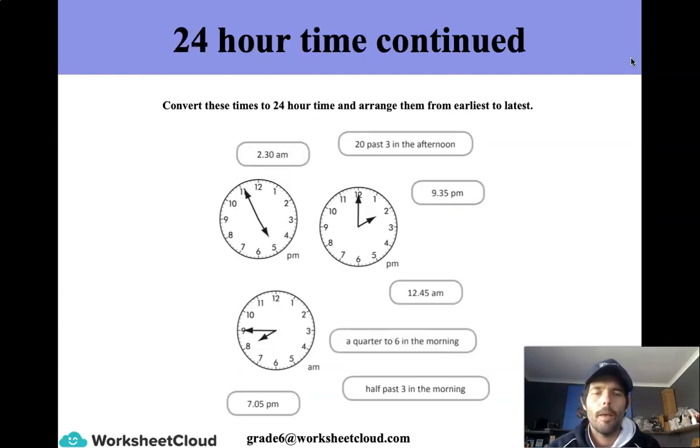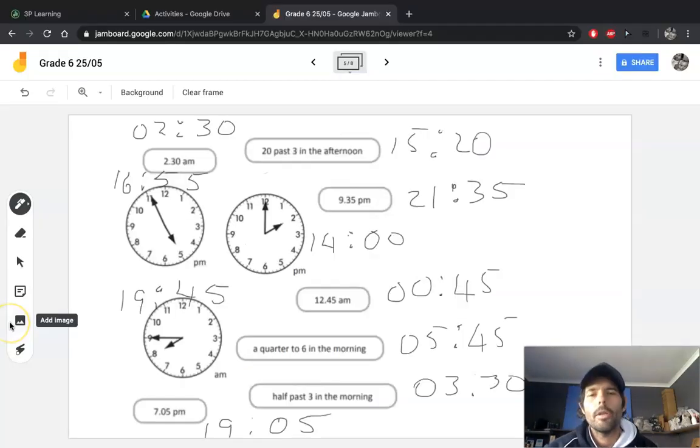Okay, so your last part on 24-hour time and reading off clocks and converting to 24-hour time, I would like you to look at all those times, convert them to 24-hour time, and then put them in order from earliest to latest. Press pause, take your time, and see how you get on. Put the times in for you, the 24-hour times in for you, okay?